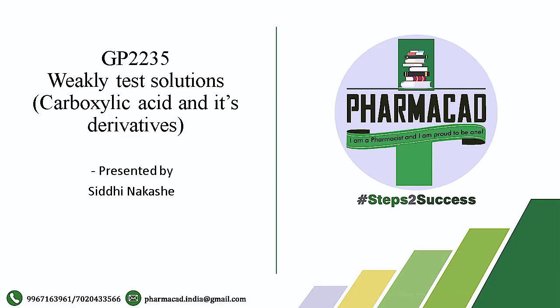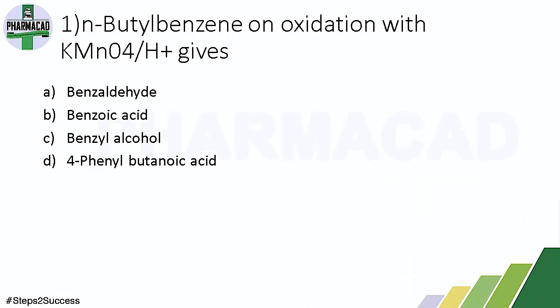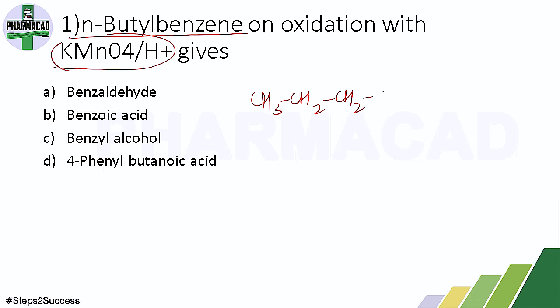Hello everyone. So here we are going to solve MCQs from test GP 2235, which is on carboxylic acid and its derivative. First question is: N-butyl benzene on oxidation with KMnO4/H+ gives? N-butyl benzene is what? CH3, CH2, CH2, CH2 with phenyl.